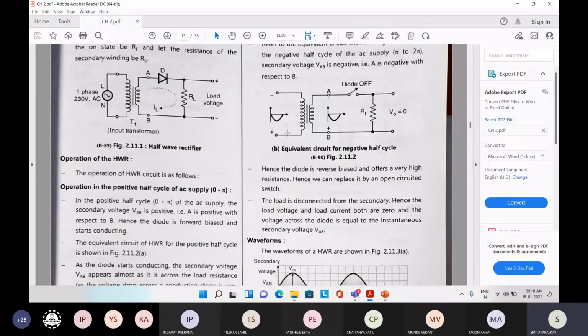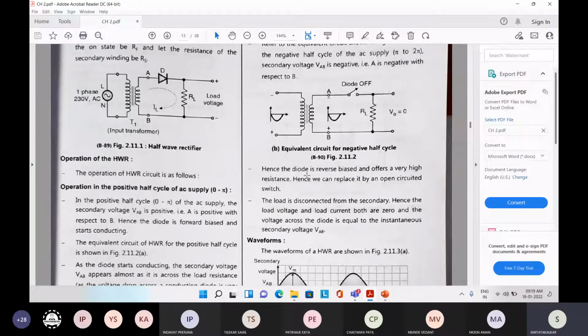Then in the negative half cycle, the diode goes to reverse bias. That's why the diode is off, meaning an open switch. Why is the diode an open switch? Because the supply is connected to negative.